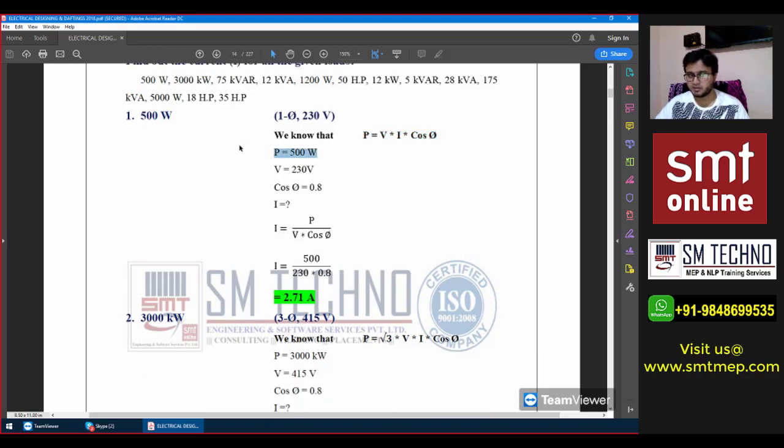Now as we know, P is 500, the power is 500, voltage we are taking is 230 for the single phase, cos phi is 0.8. We have to find out the value of I. So I equal to P by V times cos phi. What is the P we are getting? Nothing but 500, voltage is 230, cos phi is 0.8. When you substitute this, in order to get the I value, the same formula we can write in this way also. So we are getting 2.71 amps. This much amount of current we require to run this much amount of load.